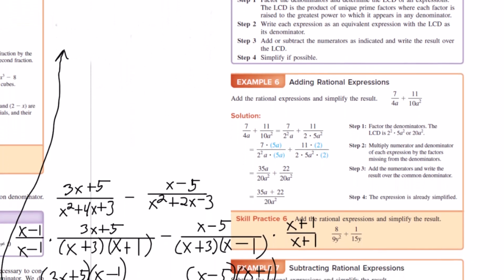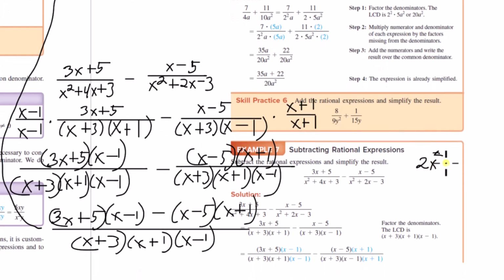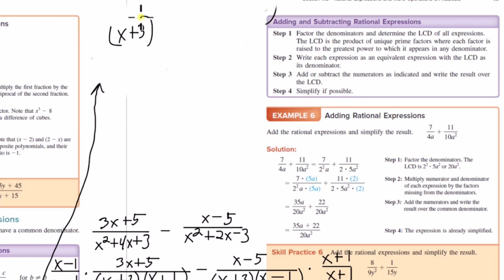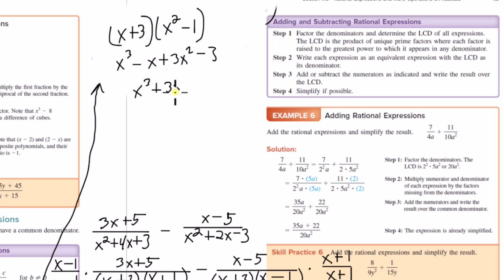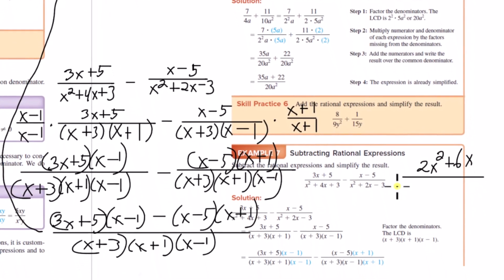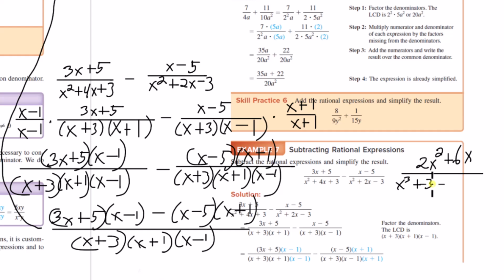Okay, so we've got in the numerator 2x squared plus 6x. Now x plus 1 times x minus 1, we know that's multiplying conjugates, so x squared minus 1. A squared minus b squared. So then we've got x cubed minus x plus 3x squared minus 3. So x cubed plus 3x squared minus x minus 3.